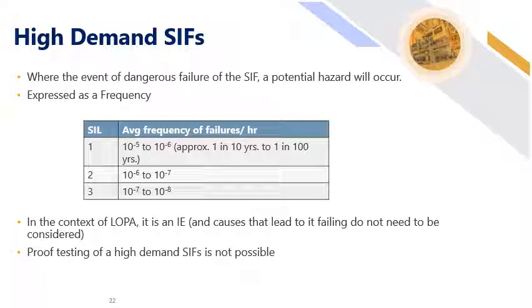Proof testing of high demand SIFs is not possible. Effectively, every time that they activate, we're confirming that the function is working. So testing isn't going to bring you any extra value.